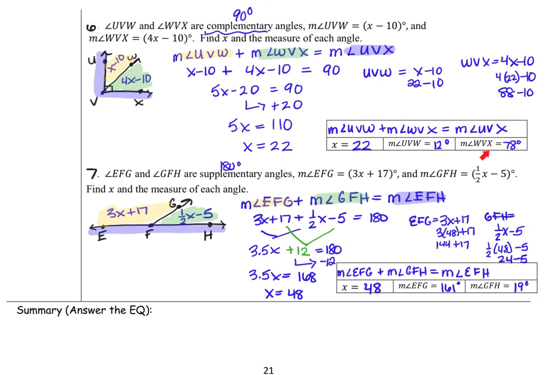Same thing applies up here for this problem. In this problem, remember, the angles were complementary. So that means 12 plus 78, they should equal 90, which they do. So that's a good way to check your work.